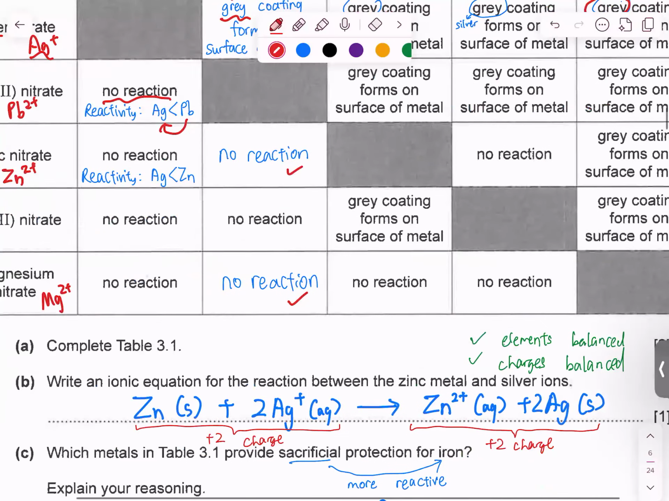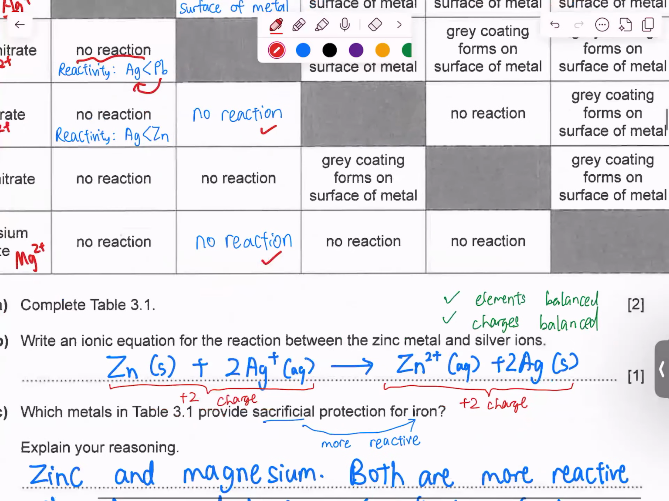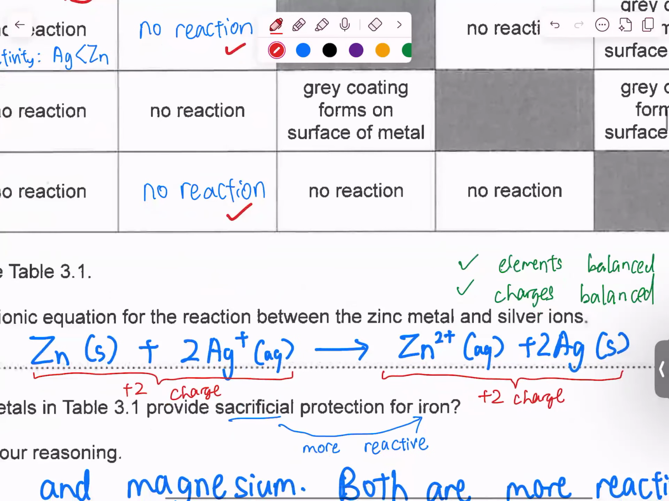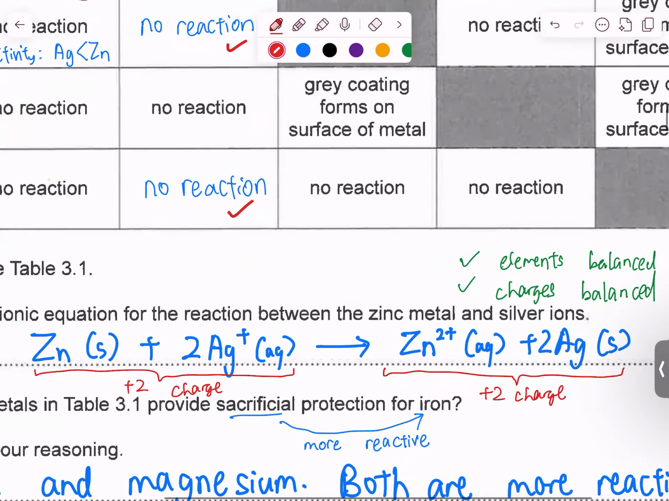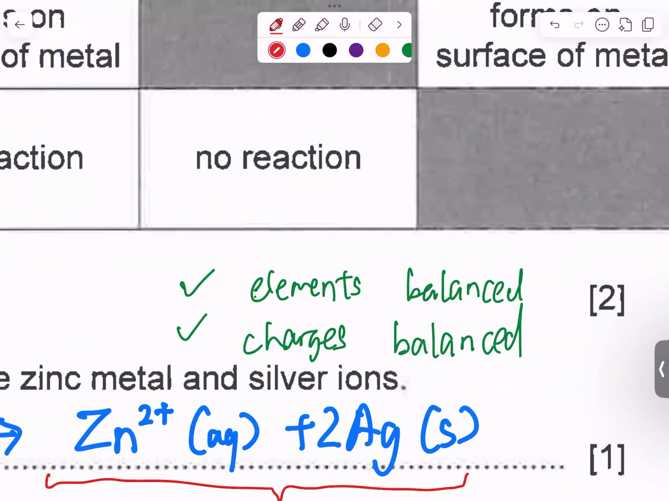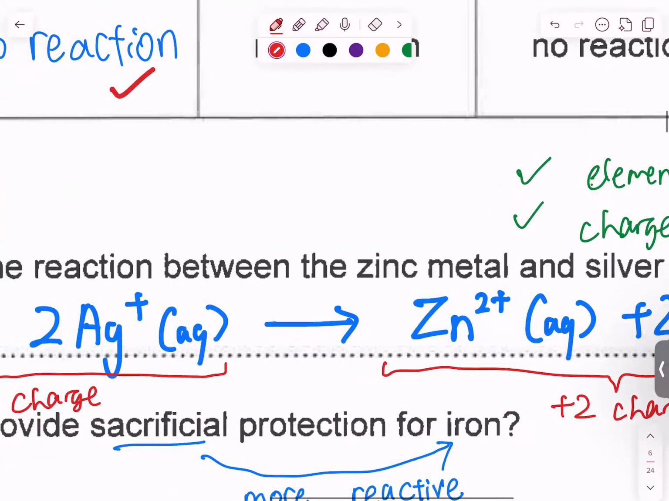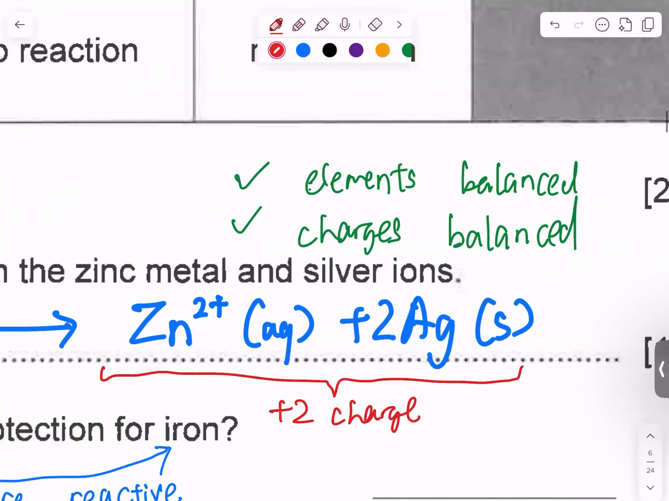Okay, part B: write the ionic equation for the reaction between zinc metal and silver ion. For the ionic equation, you have zinc in the zero oxidation state displacing silver out of its salt. Now, when you write ionic equations, I want you to pay attention to this. Most students will only focus on ensuring the elements are balanced. So I have Zn and 2Ag on the left-hand side, and Zn and 2Ag on the right-hand side.